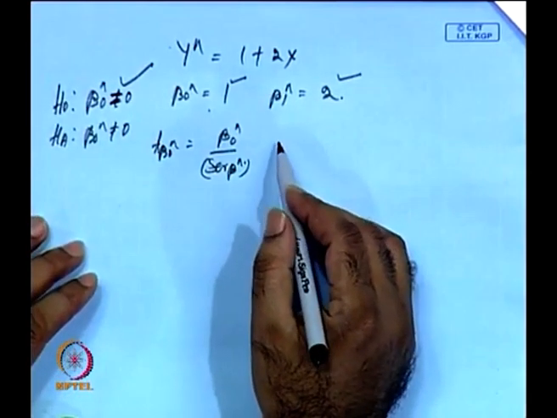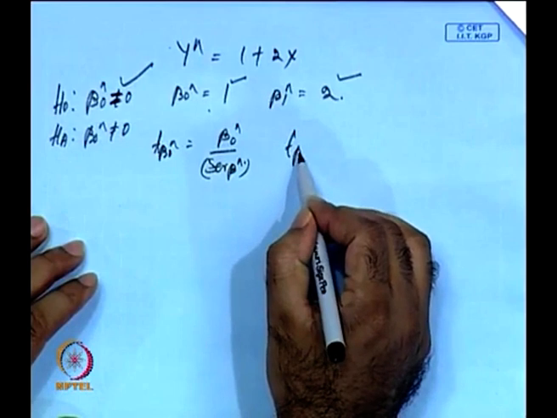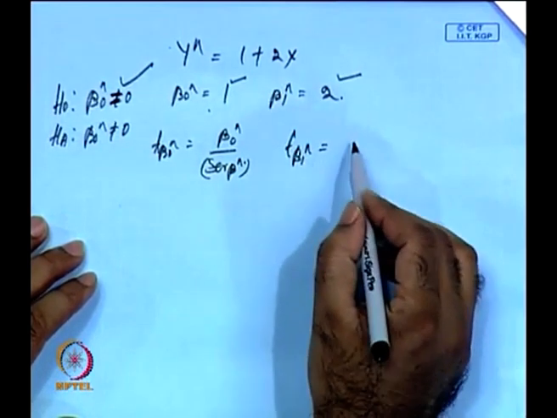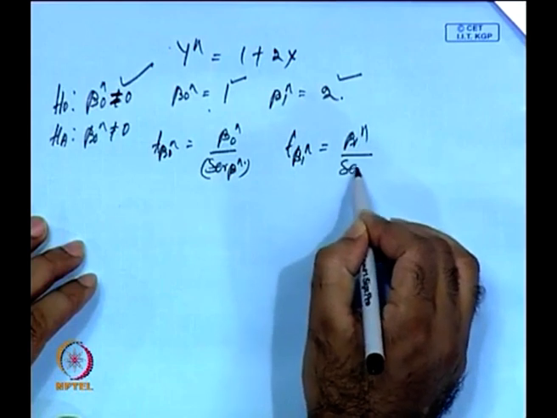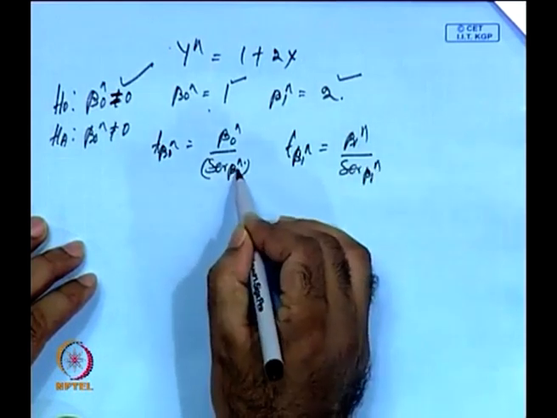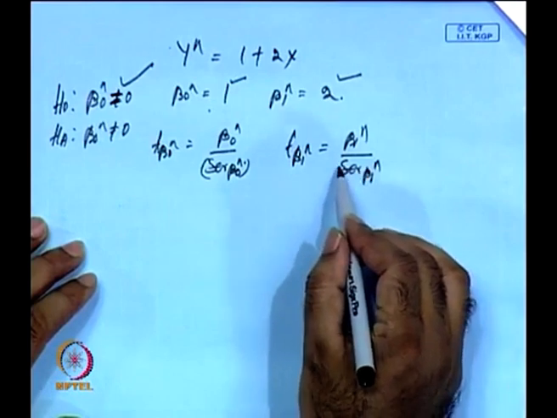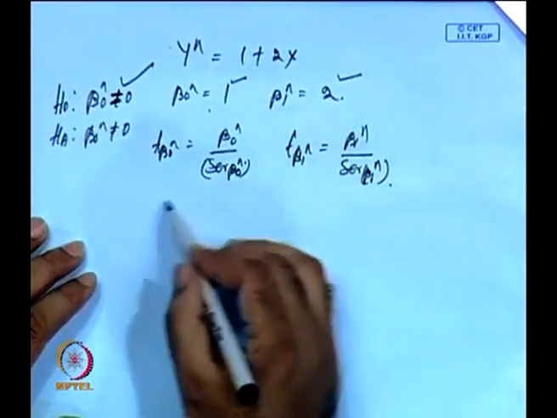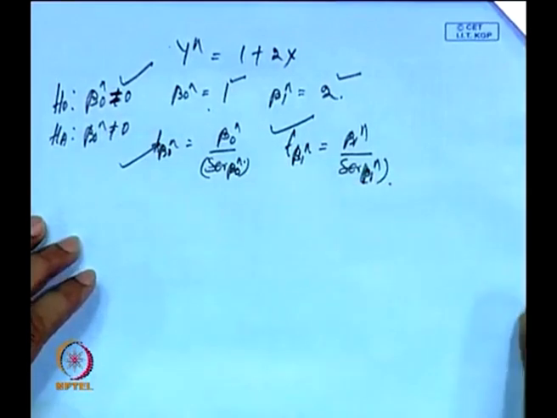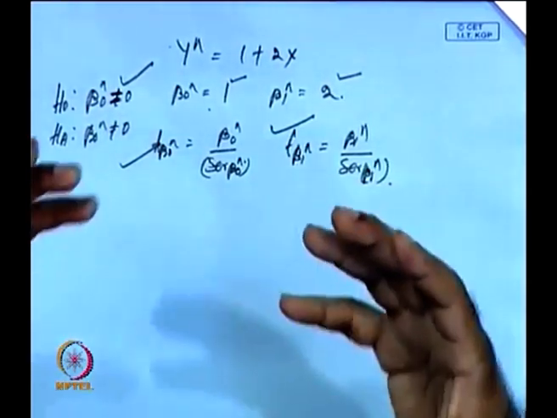Similarly, t for beta 1 hat is equal to beta 1 hat divided by the standard error of beta 1 hat. This is the calculated statistic, and you have to compare it with the tabulated statistic with n minus 2 degrees of freedom. Then you can know whether it is statistically significant or not. So this is the first part of the story, with respect to the significance of the parameters.